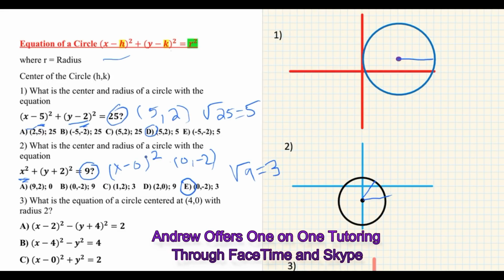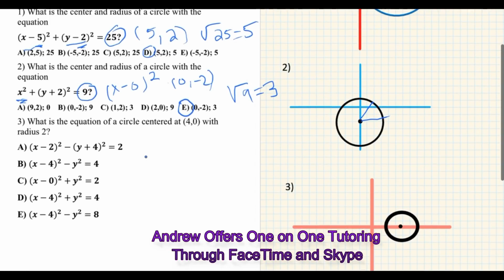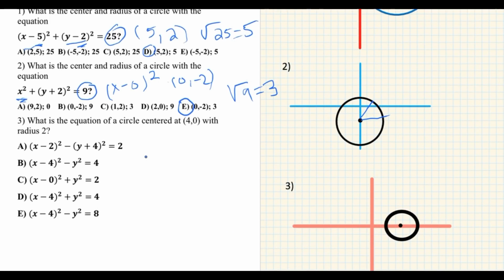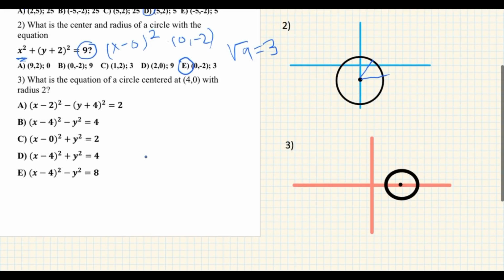Number 3. What is the equation of a circle centered at (4, 0) with radius 2? Again, this is shown at the right, number 3. Centered at (4, 0) with radius 2. Remember, if it's 4, 0, it's going to be x minus 4 for the x point because it's always the opposite. And y would be just y squared.